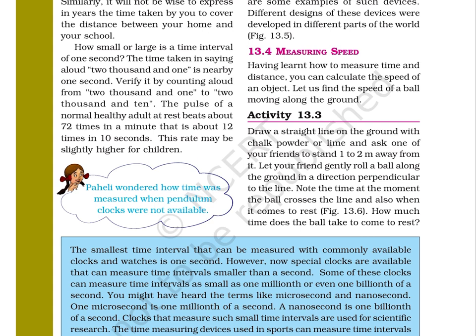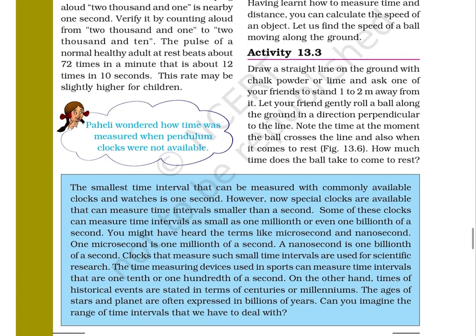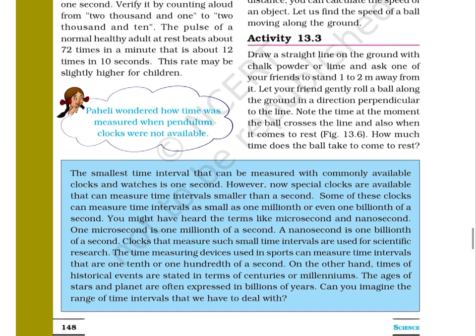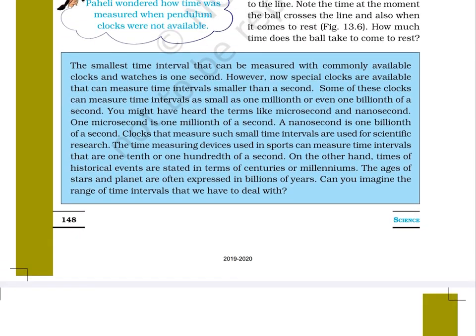How much time does the ball take to come to rest? The smallest time interval that can be measured with commonly available clocks and watches is 1 second. However, now special clocks are available that can measure time intervals smaller than a second. Some of these clocks can measure time intervals as small as 1 millionth or even 1 billionth of a second.